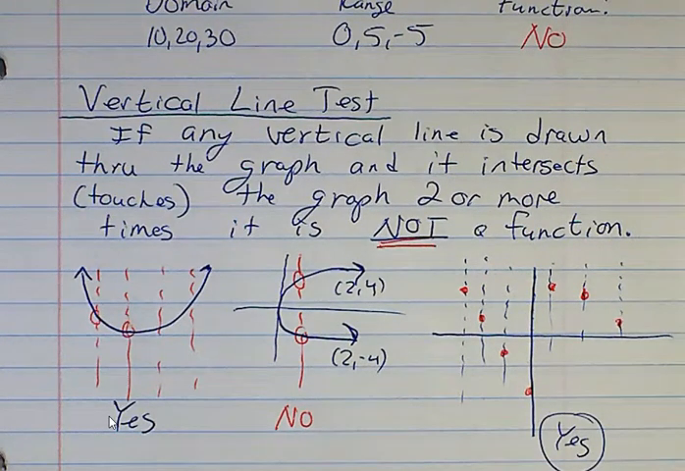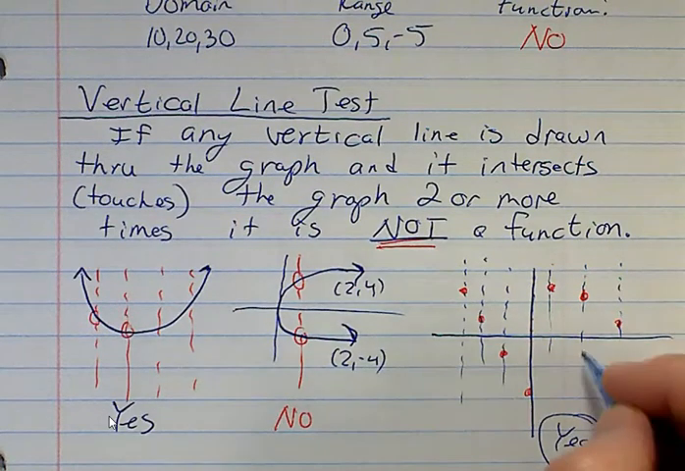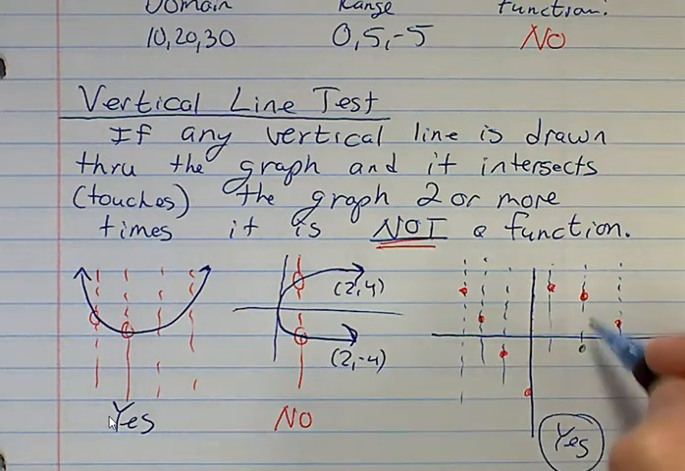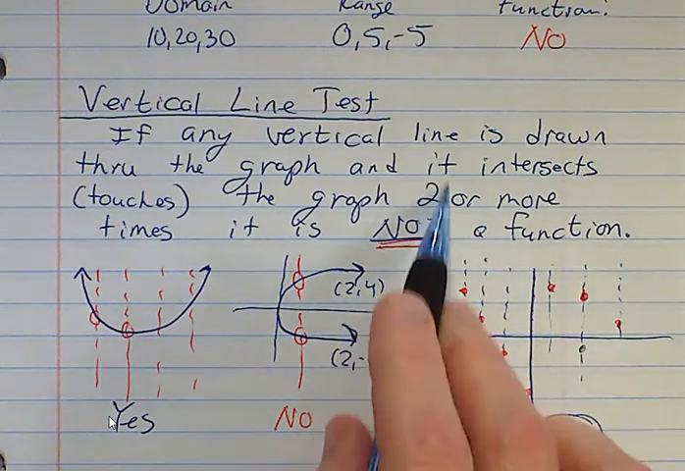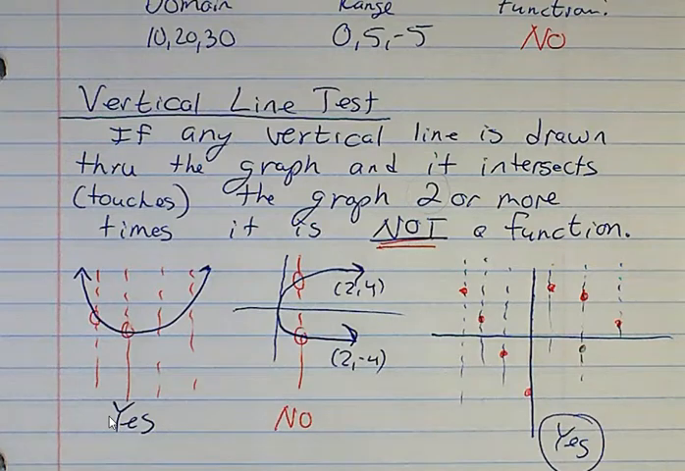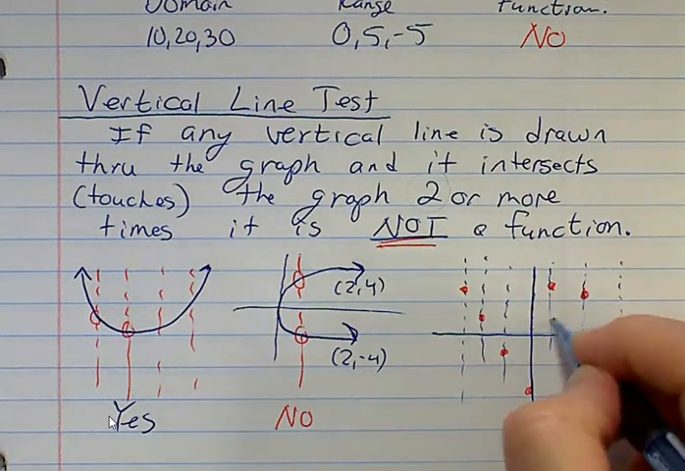Where it would be a no, I did this with pencil, so I'm going to go back and erase it. If you had another point right here, when you drew this line, it would hit this point and that point. Well, that's hitting it 2 times, so that one would make it a no. So if you take that one out for yes, put that one in right here, that makes it a no.